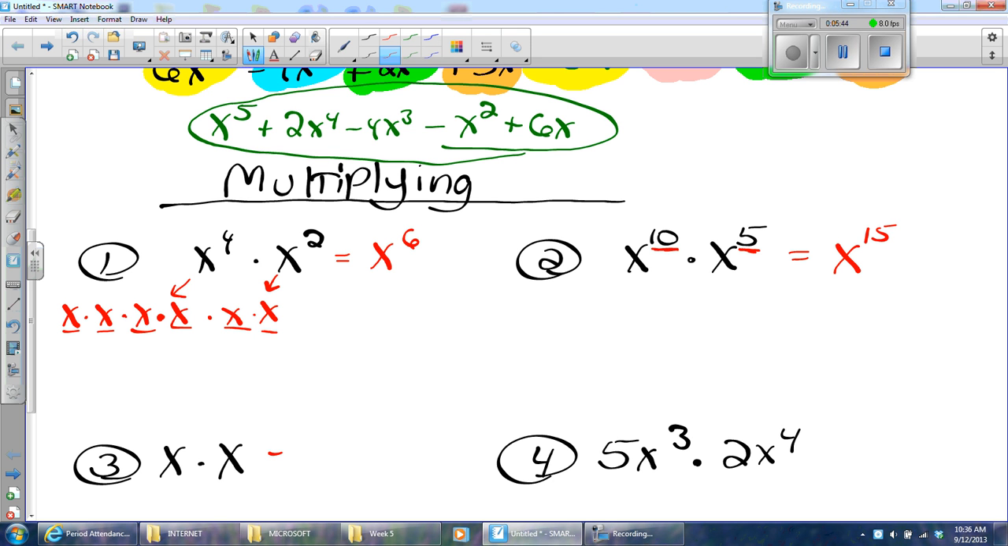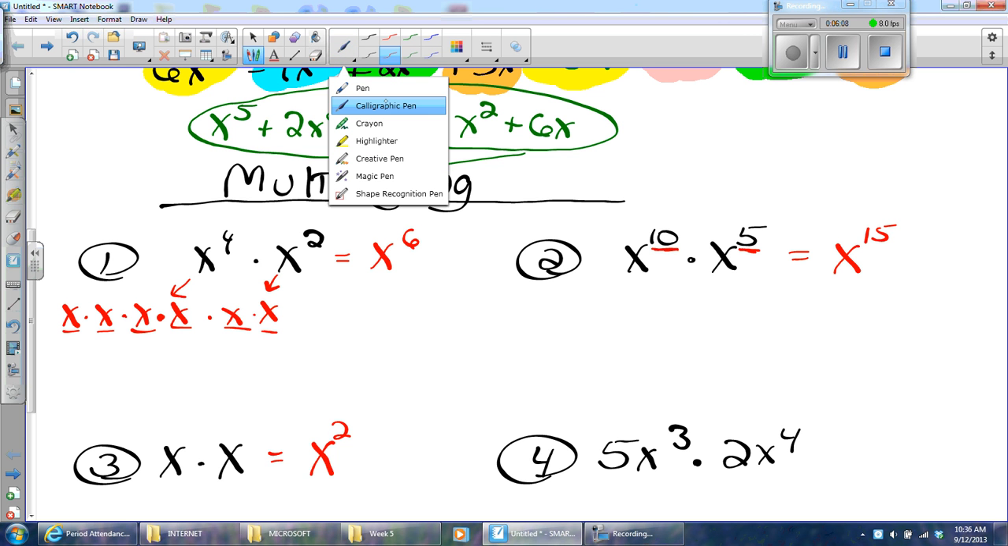Let's check this one out. X times x. Well, another way to say 3 times 3 would be 3 to the 2nd power. So x times x, what's that, Jake? Yeah, it's x squared. Very good.